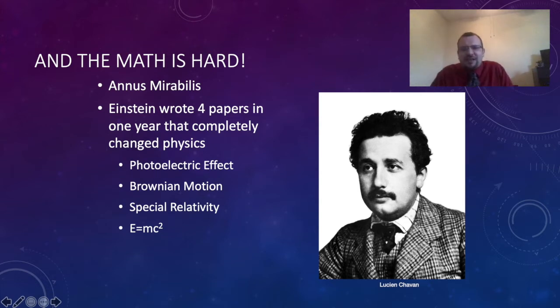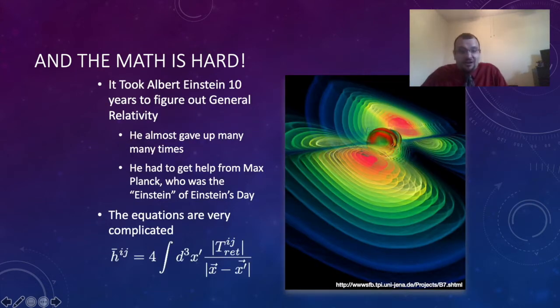Special relativity, so how objects act when they're going near the speed of light. And then also his famous equation, E equals mc squared. That was all in 1 year. And the math is hard. The math is really, really hard.